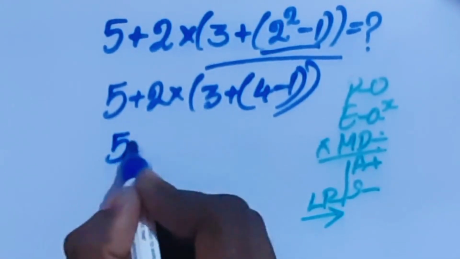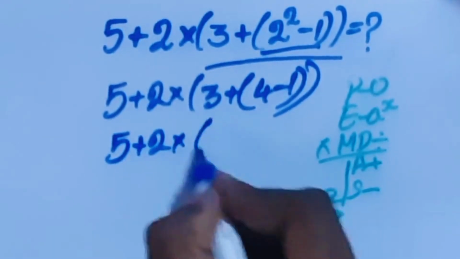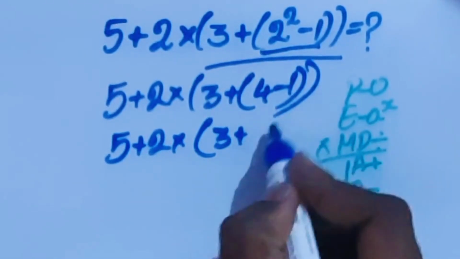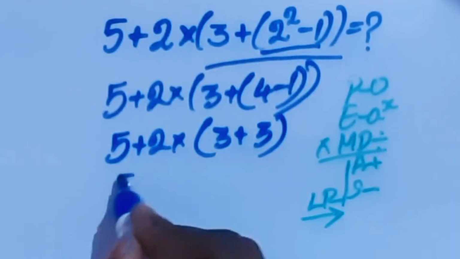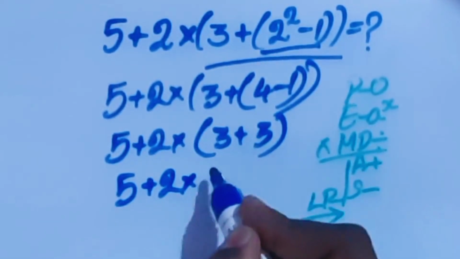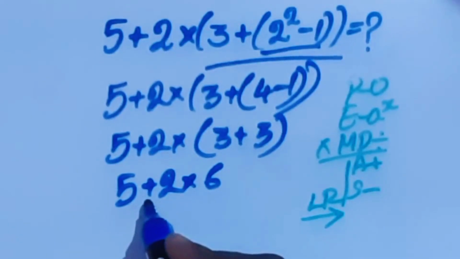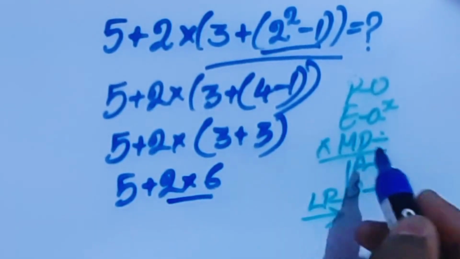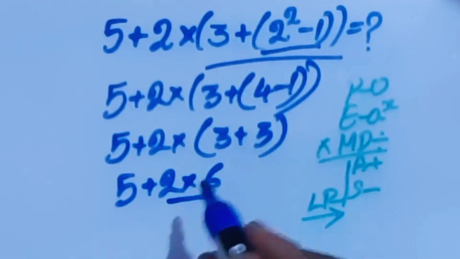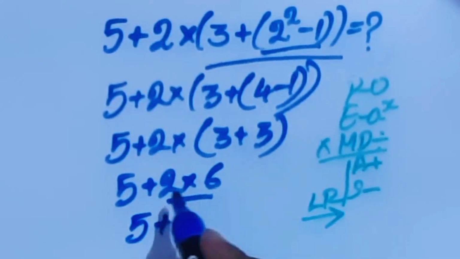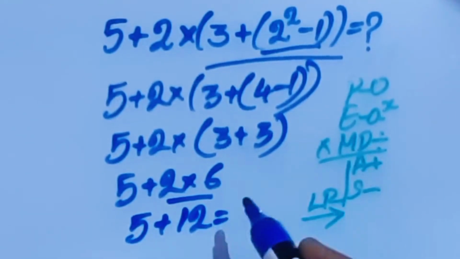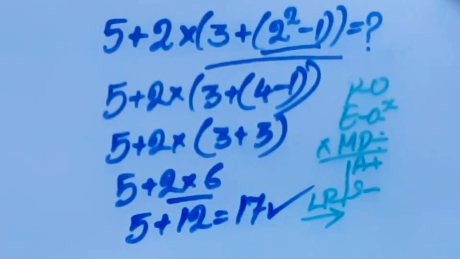Here 5 plus 2 times, here the bracket 3 plus inside the bracket is 4 minus 1 is 3. Now 5 plus 2 times, the bracket here is 3 plus 3 is 6. Here we have addition and multiplication. Multiplication is higher priority than this addition. So we have to do this multiplication before this addition. So 5 plus 2 times 6 is 12. Here 5 plus 12 is 17, which is the correct answer.